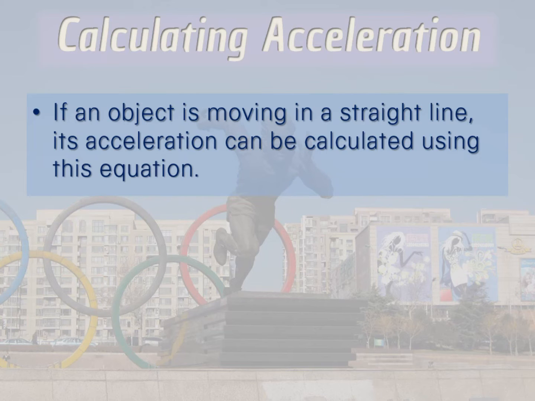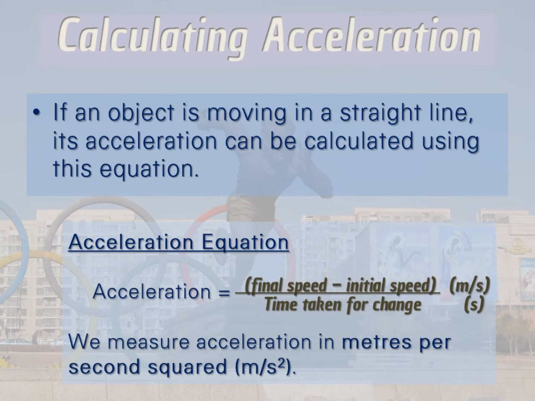in a straight line, then its acceleration can be calculated by this equation. You take the final speed and then you subtract the initial speed of the object, and you divide that number by the time it took for the object to change speed. So using this equation, you can calculate the change from any initial speed over any time period.